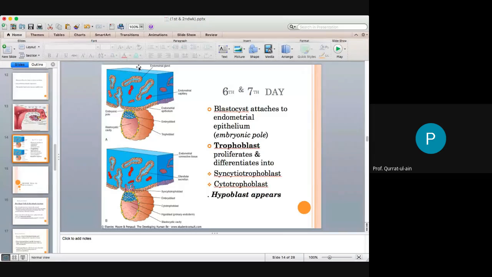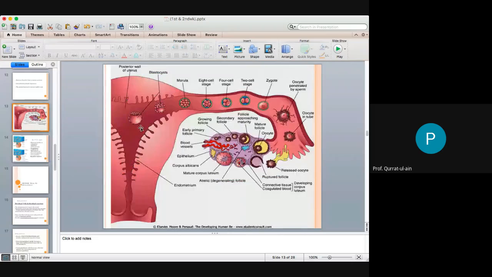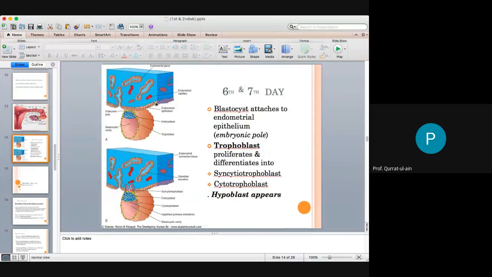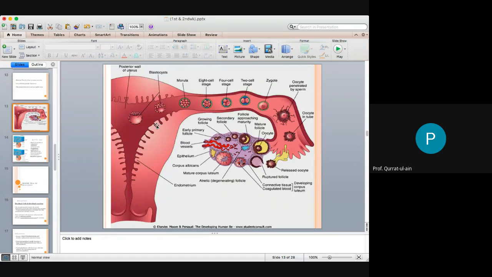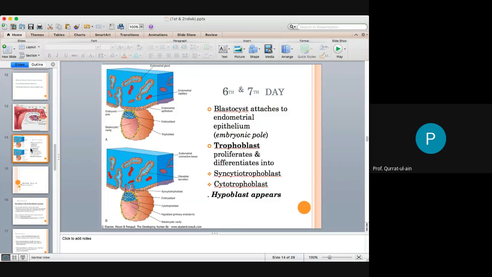This is the wall of the uterus, which has been magnified. I'll show you this diagram again. This is the uterus here. This is the embryonic pole, and the wall of the uterus is this one. It will attach by its embryonic pole to the uterine wall. This is the same attachment here. And this dipping in is the dipping in of the uterine glands. And in this case, you can see this dipping in of the uterine gland.